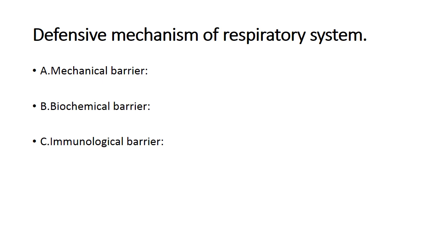There are a few barriers that protect the respiratory system. So the defensive mechanism of the respiratory system includes mechanical barrier, biochemical barrier and immunological barrier. In the mechanical barrier, in the nasal cavity, we have hair, the vibrissae of the nose, and they are dust catchers. They will filter the air and catch the dust and other foreign particles. Then the goblet cells in the respiratory tract have ciliary rejection current.